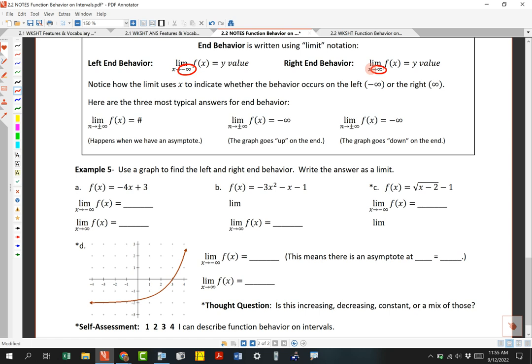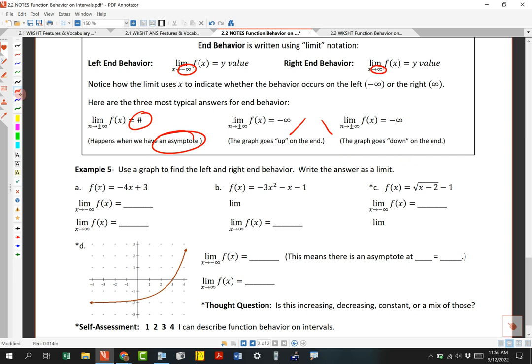What are the y values? What's happening to the function values? And there are 3 very common things that happen. It either goes to a particular number, it kind of settles off on one single number on either side, and that happens when we have an asymptote. The other thing that can happen is it can go toward negative infinity. So it would look something like this. On the left side, it continues going down, or on the right side, it continues going down.